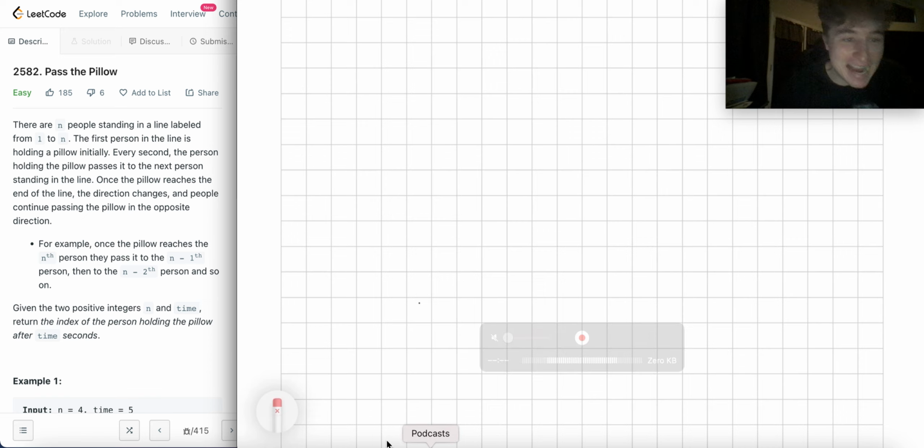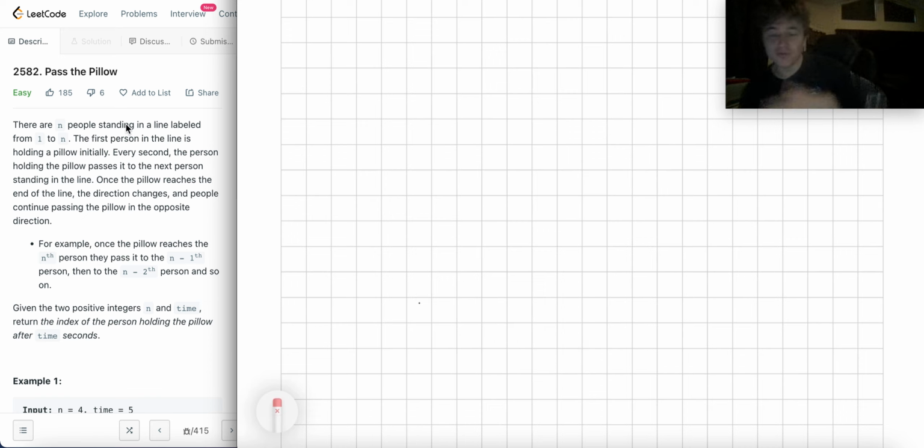Okay. So there are n people standing in a line labeled from 1 to n. That's a familiar problem statement that we've probably encountered several times previously. 1 to n. Usually that indicates we're going to be creating an array. We're going to do some sort of iteration through this array relating to the objects within the array. Something like that. Typically, that's the kind of problem that you're dealing with.